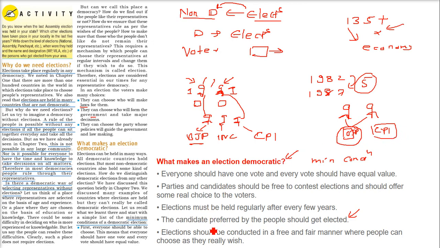Also, elections should be conducted in a free and fair manner where people can choose as they really wish. Again, the same thing comes here. If, say, a BJP person comes to us and says, if you don't give me your vote, I will see you, this should not happen. According to my intelligence and my choice, I should be able to choose any of the candidates who are in the election ground.